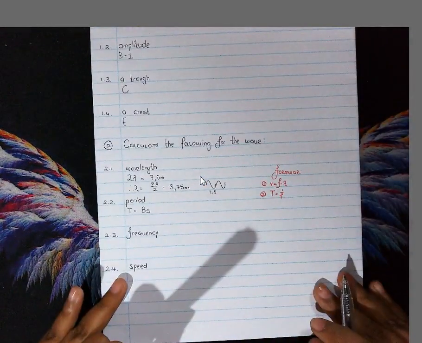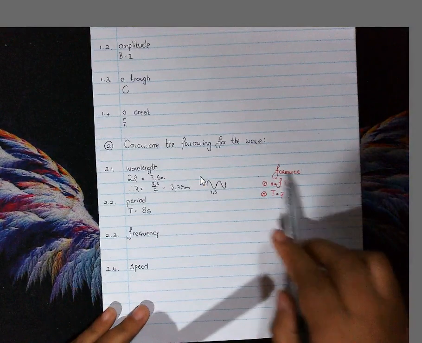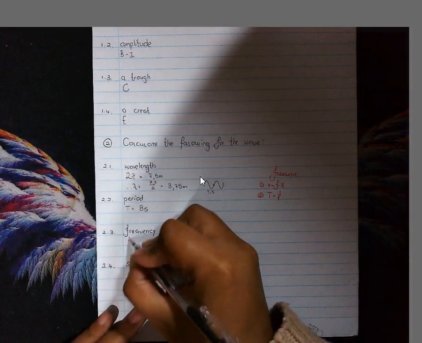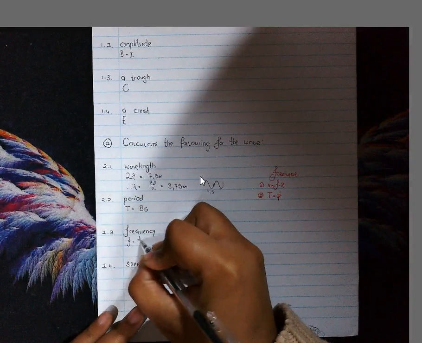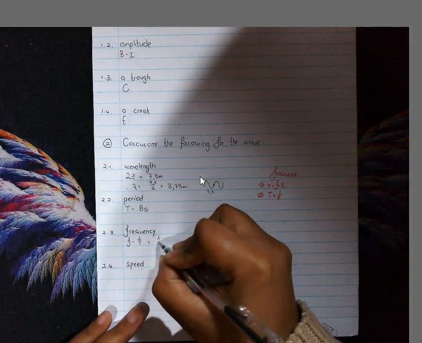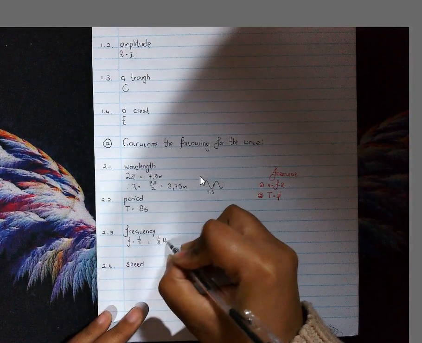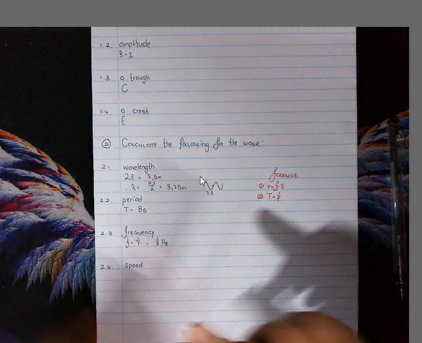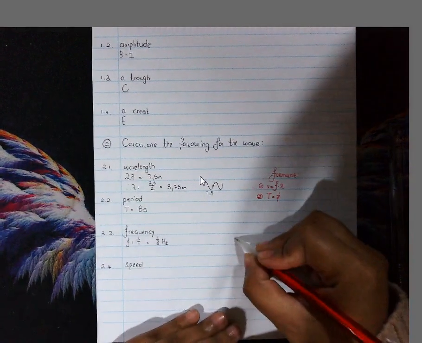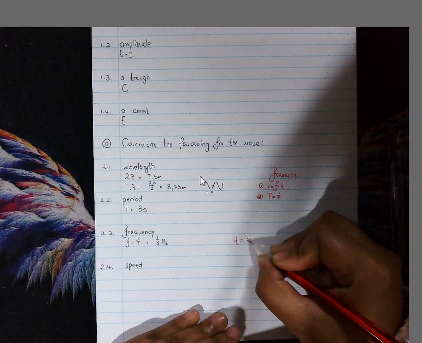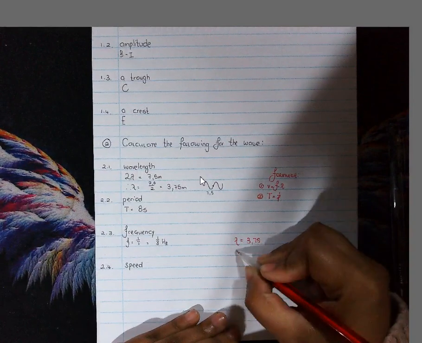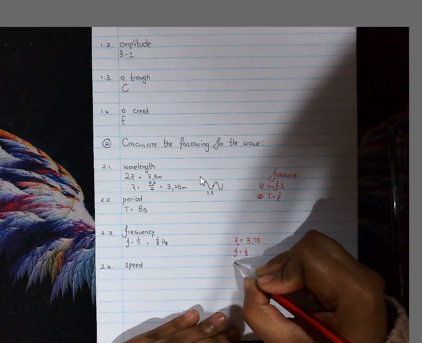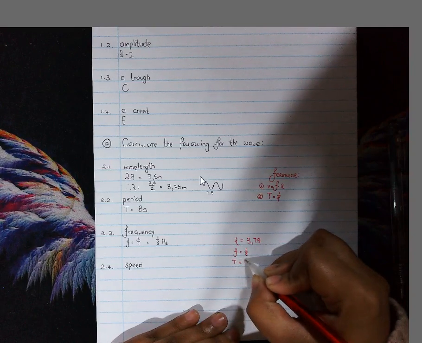The next one is the frequency, and I gave you a little formula bank here. Frequency is 1 over the period, which is 1 over 8 hertz. At this point I would write down all the information I have. I have the wavelength, which is 3.75, the frequency, which is 1 over 8, and the period, which is 8.